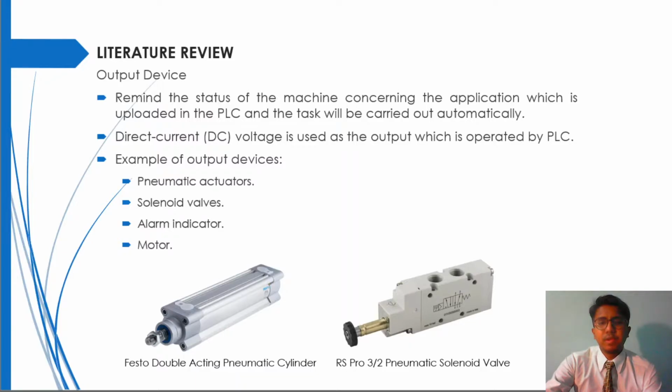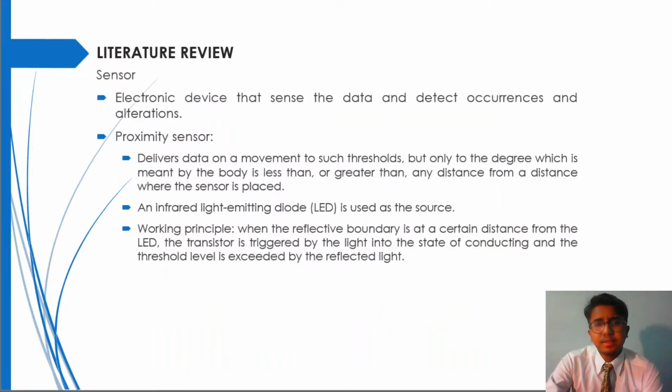In this figure below, this is the example of the output device. On the left side is Festo double-acting pneumatic cylinder, and on the right side is RS Pro 3 two-way pneumatic solenoid valve. The next literature review is on sensor.